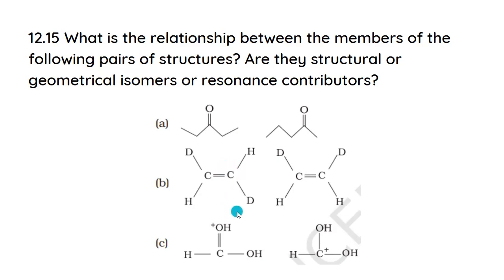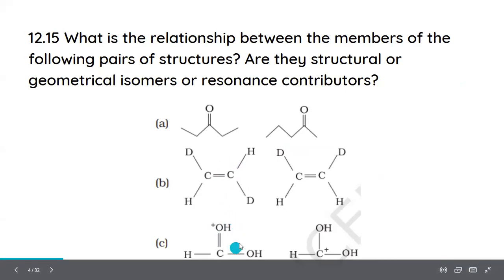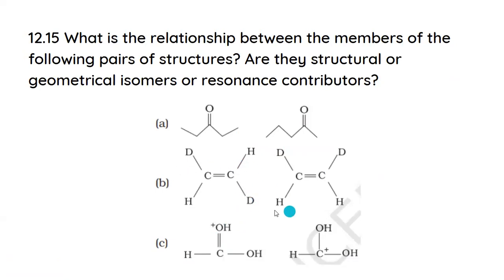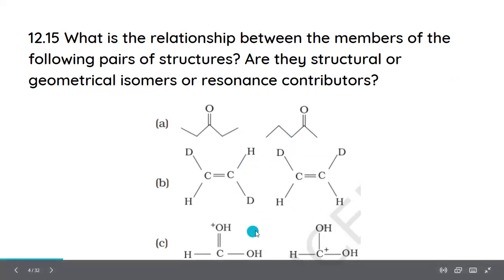The last one is actually a resonance contributor, because in this case, only the movement of electrons is taking place. In the earlier case, the atom itself moved around. That's why we call them isomers. But in this case, the electrons are the ones moving, the atoms are in the same place. So these are resonance contributors.